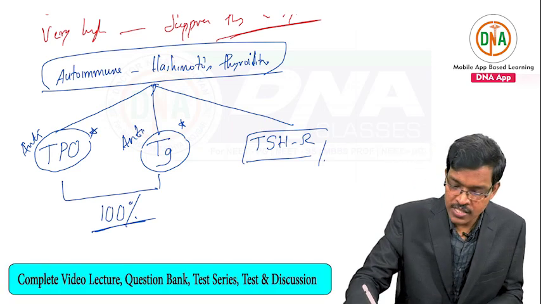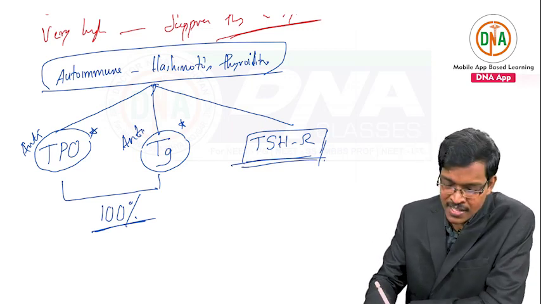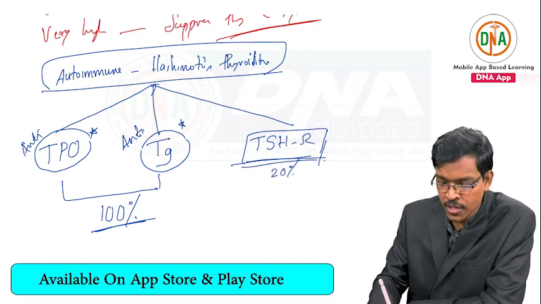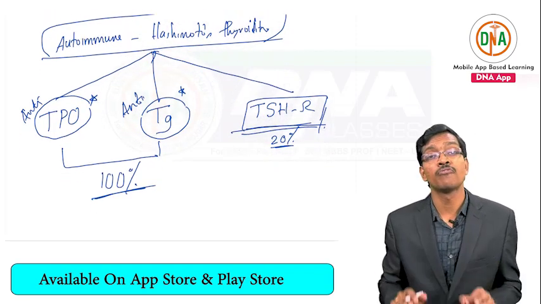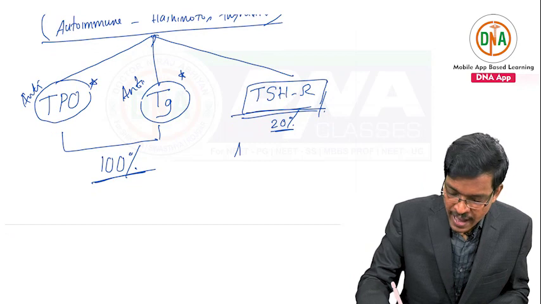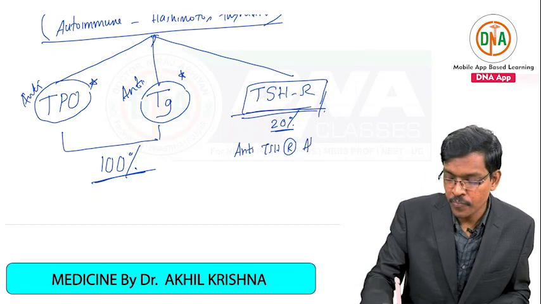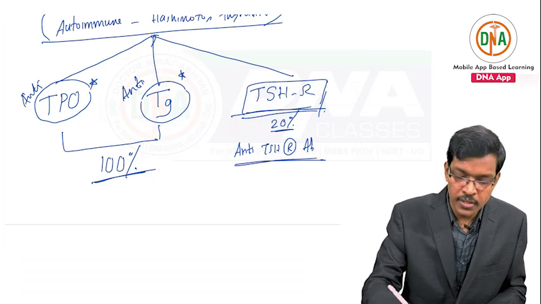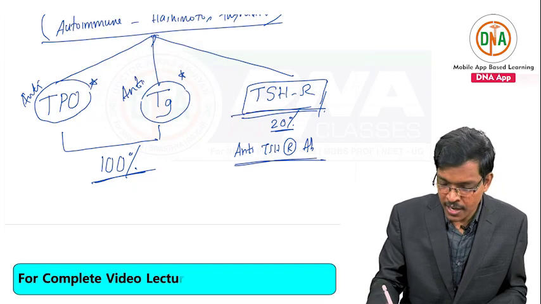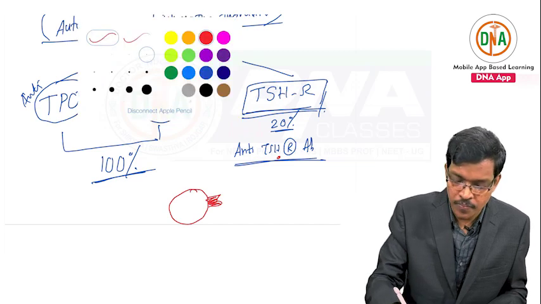What is the significance of TSH receptor antibody? That is not seen in all, it is seen in around 20% of patients with hypothyroidism. This is more important for hyperthyroidism. That means you have anti-TSH receptor antibody, and there are two types of anti-TSH receptor antibody. That means you have an antibody which is actually going and binding to this TSH receptor.